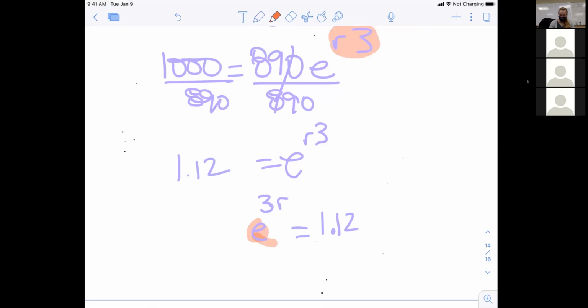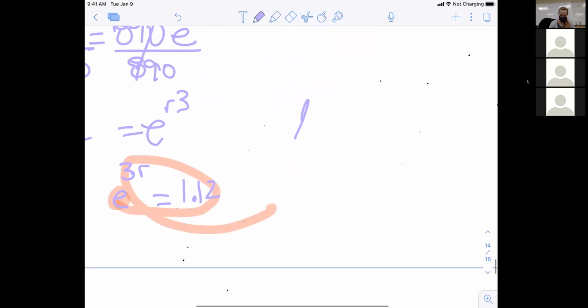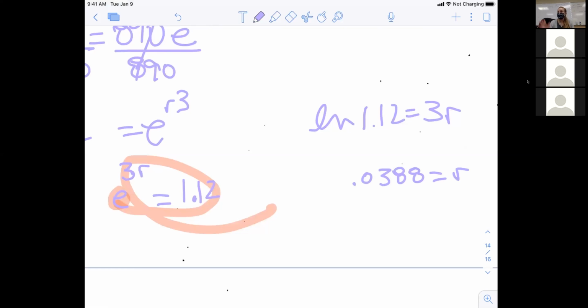Log base e of 1.12 equals 3r. A lot of us know that log base e is the same thing as ln. So we can go directly to ln, but don't lose the e that we have. When I do ln of 1.12 divided by 3, I get 0.0388 equals r, or something along those lines, something very close.